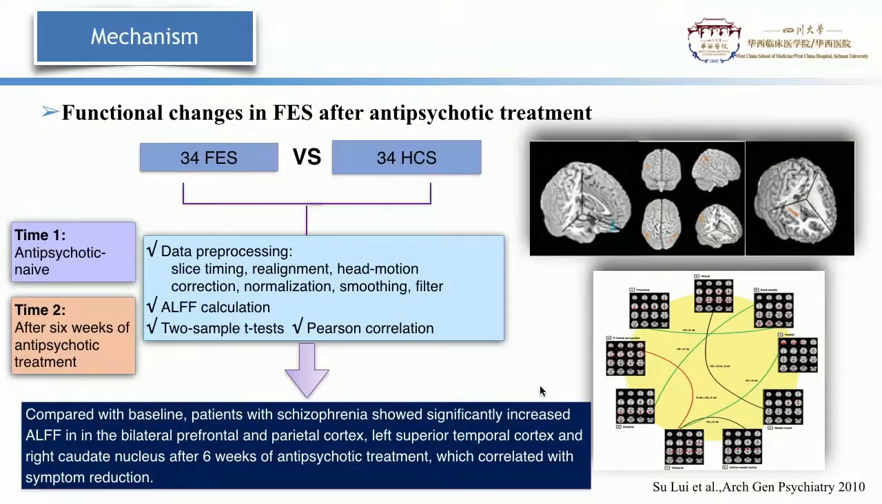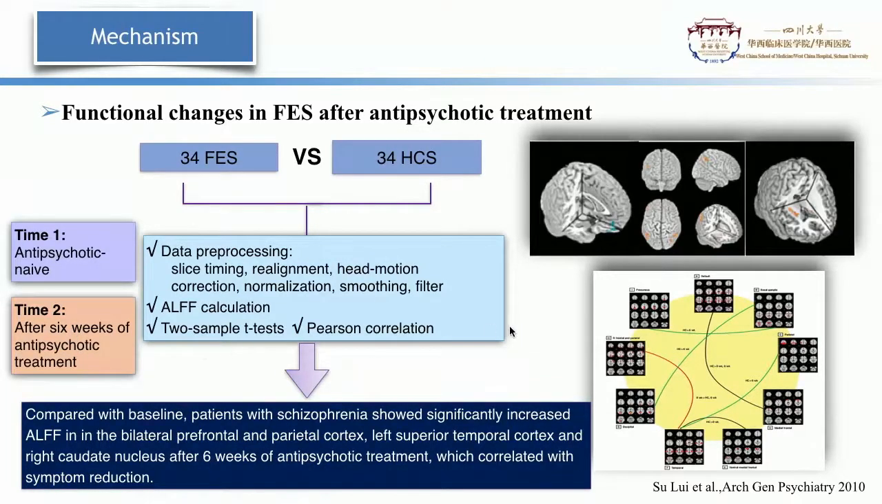After that, we tried to see what effect the drug would have on the functional connectivity. As we mentioned before, everyone knows the drug would change the function of the brain. There were 34 first-episode schizophrenia patients we were able to scan twice, after 6 weeks of antipsychotic treatment.